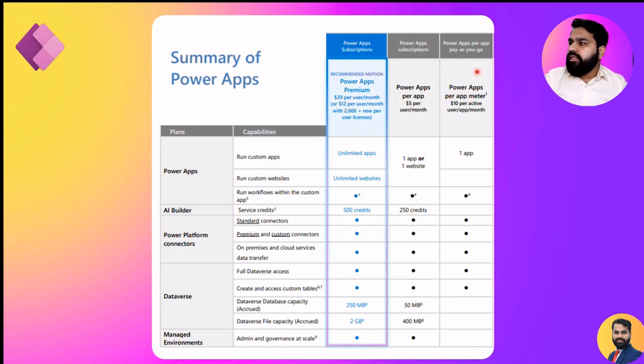When we talk about the third type of licensing subscription, which is pay as you go, it is $10 per active user per app per month. This does not give the capability to run the website. This only gives us the capability to run one application. Users will be able to run the workflow within the custom application. It does not give any AI Builder capacity. Standard connectors are available, users can access those. Premium connectors are available. Custom connectors also. Then on-premise data gateways as well.